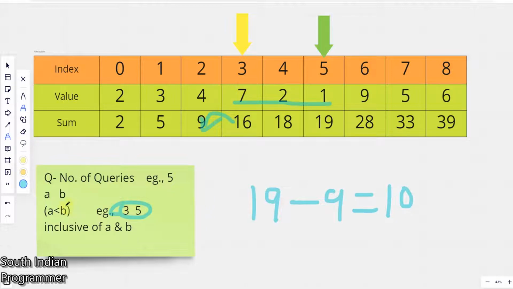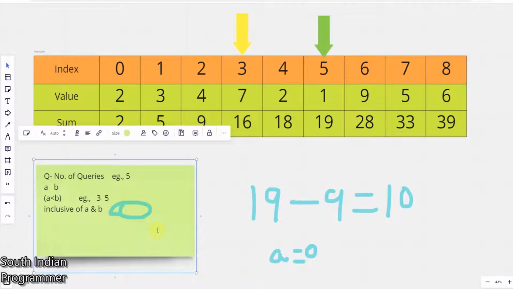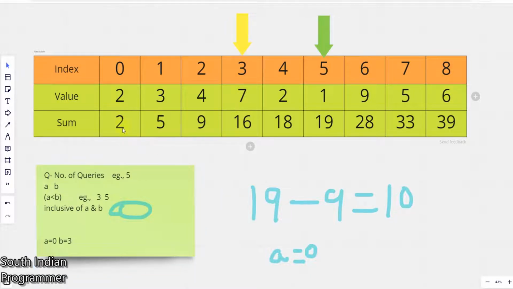One more case is when A equals 0. When A equals 0, you don't need to subtract anything, so you can directly take that value. When A equals 0 and b equals 3, you're already summing up from the beginning, so you don't need to subtract anything. You can directly take this value. So the sum of b is the answer, but in the other case you have to subtract it.